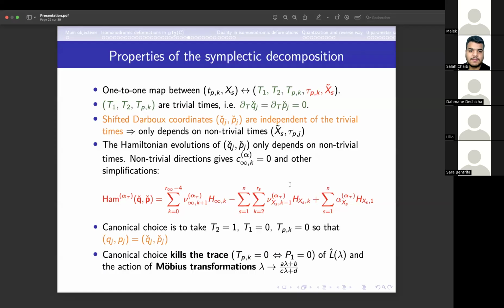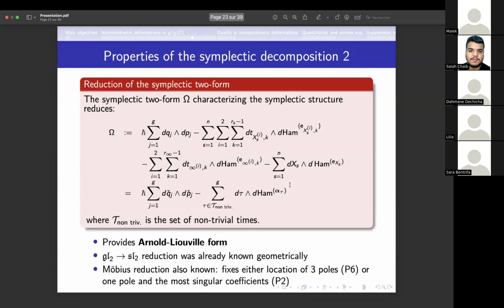And this was our next step. So literally, let's take canonical choice for the trivial times, for the big T's, in order to get rid of them and to get more explicit formulas.